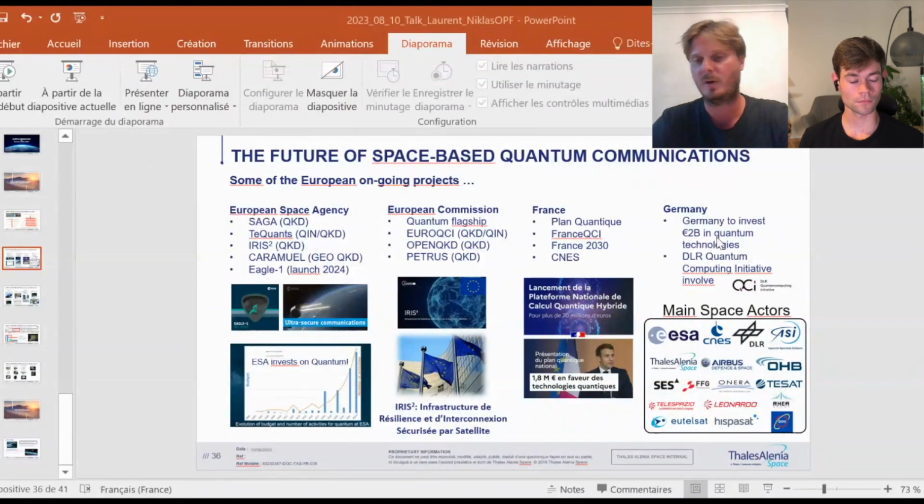But maybe mainly QKD so far, but I think this will change for them too, going towards quantum information networks. All these actors are actively involved: ESA, CNES, DLR, us, Thales Alenia Space of course, Airbus, OHB, and we are working all together on many projects.